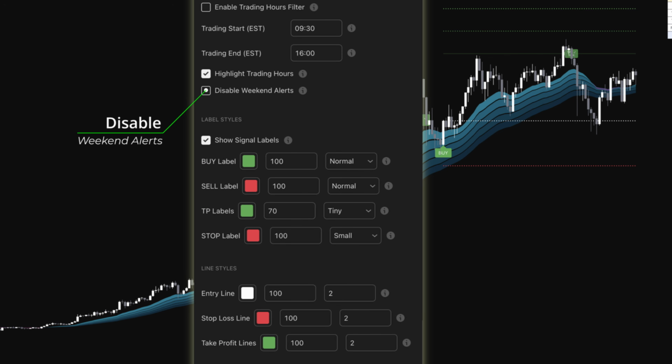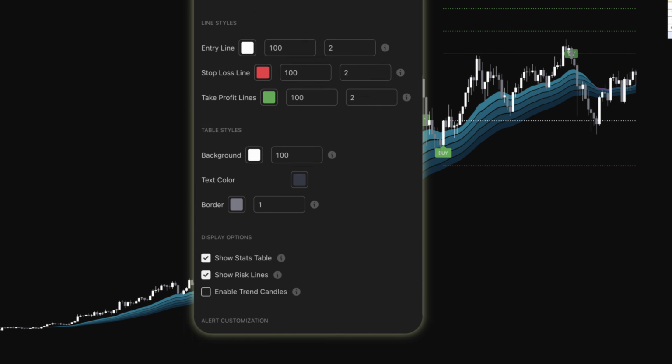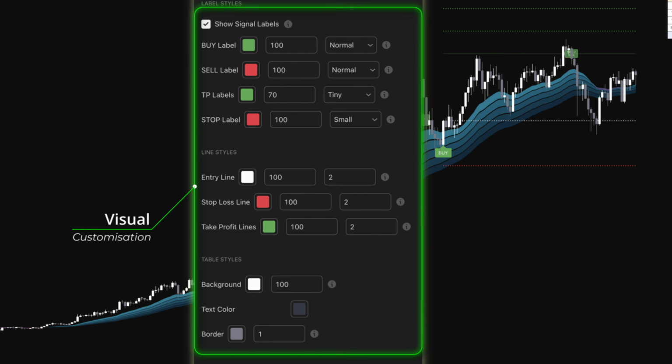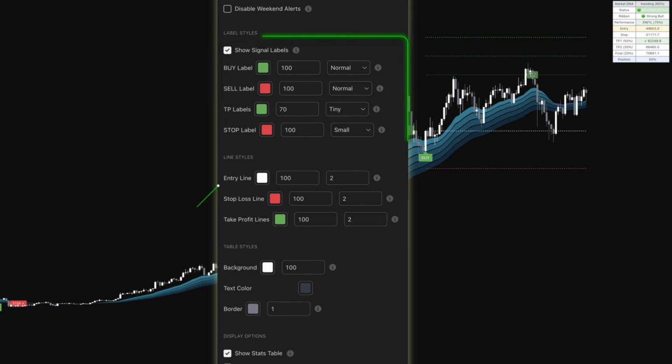Disable weekend alerts, stops notifications firing on Saturday and Sunday when markets are thin. Trend candle coloring, colors your candles based on ribbon state for instant visual feedback. Visual customization, full control over label colors, line styles, and table appearance. Let me break down each one.